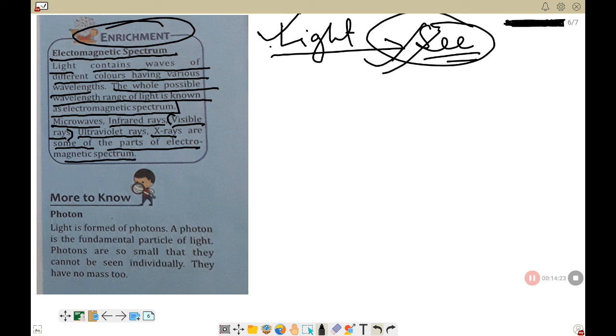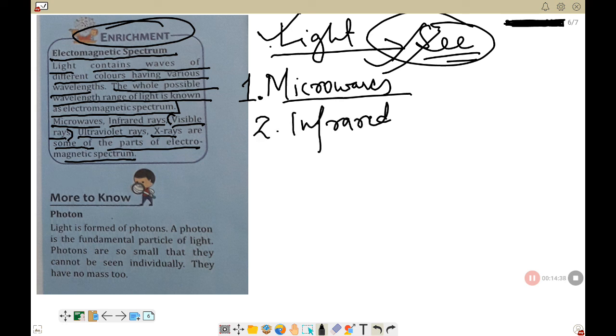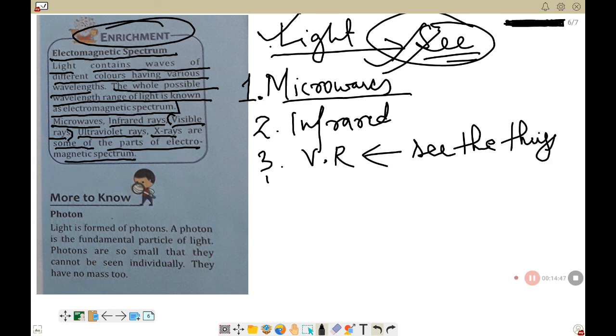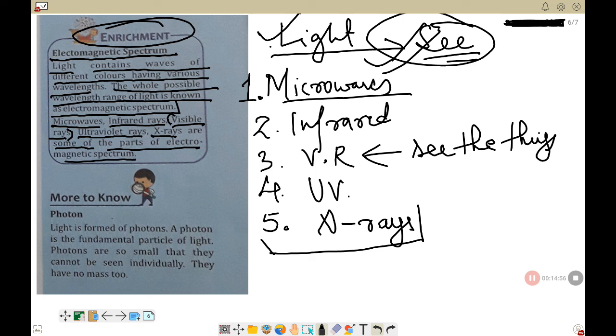So what are the other parts of the electromagnetic spectrum? Number 1 is microwaves. You have heard about the microwave oven, isn't it? They use the same rays. Number 2 is infrared. Number 3 is visible rays. This is the one which helps us to see things. Number 4 is UV rays, which are very harmful for living organisms. And the last one is X-rays. You have heard about X-rays. Whenever you break your bones, you go for an X-ray and see where the fracture or the crack is, isn't it? So these are the other spectrum.